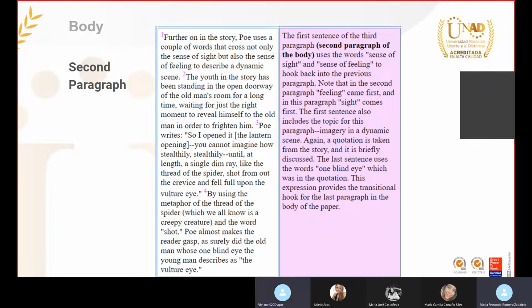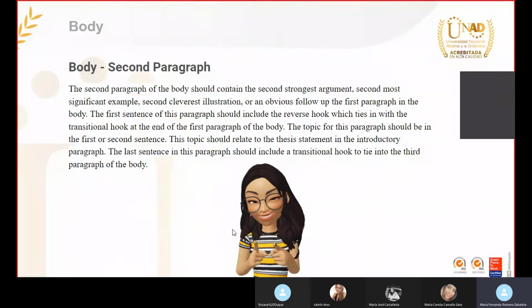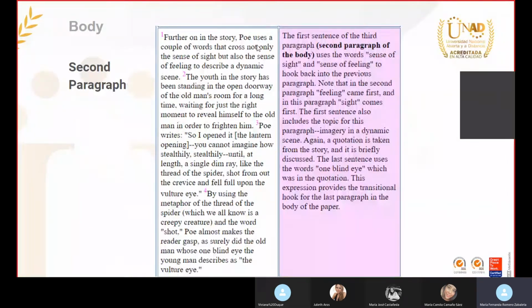Yes, thank you, Viviana. So, as we saw, the first sentence of this paragraph uses the words sense of sight and sense of feeling that we saw at the end of the previous one. Notice that in the previous one, the sense of feeling is mentioned first, and the sense of sight next. But in this one, the sense of sight is mentioned first and the sense of feeling at the end.